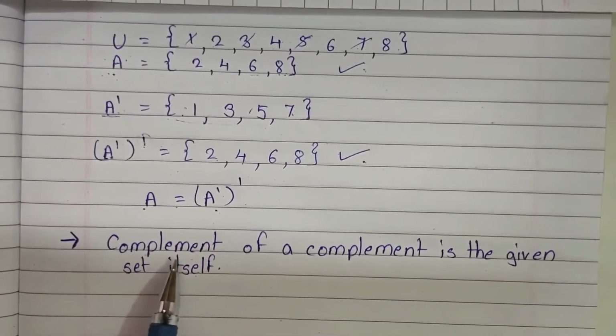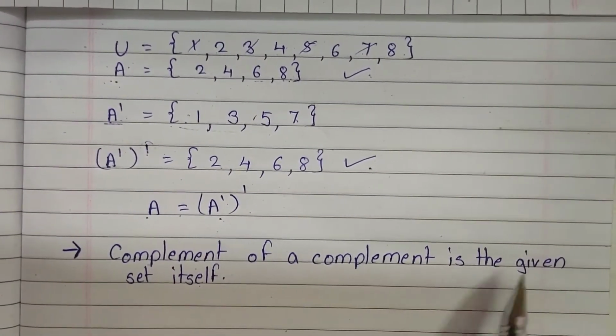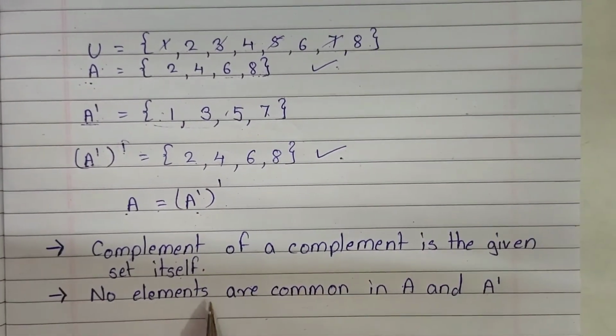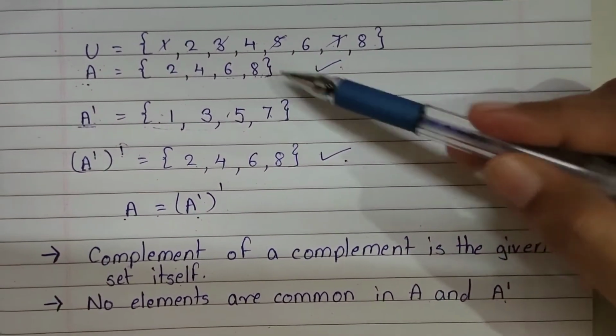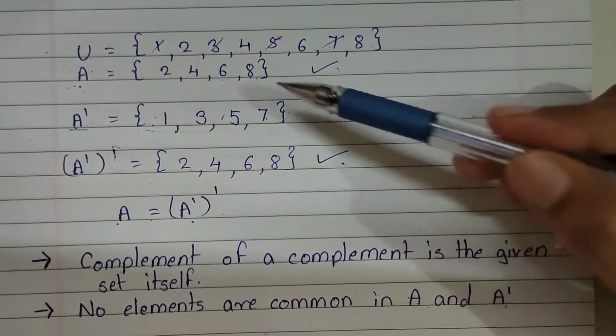So this is a property of complement sets. The complement of a complement is the given set itself. The second property is that no elements are common in A and A complement. You can see here, there are no elements common in A and A complement.